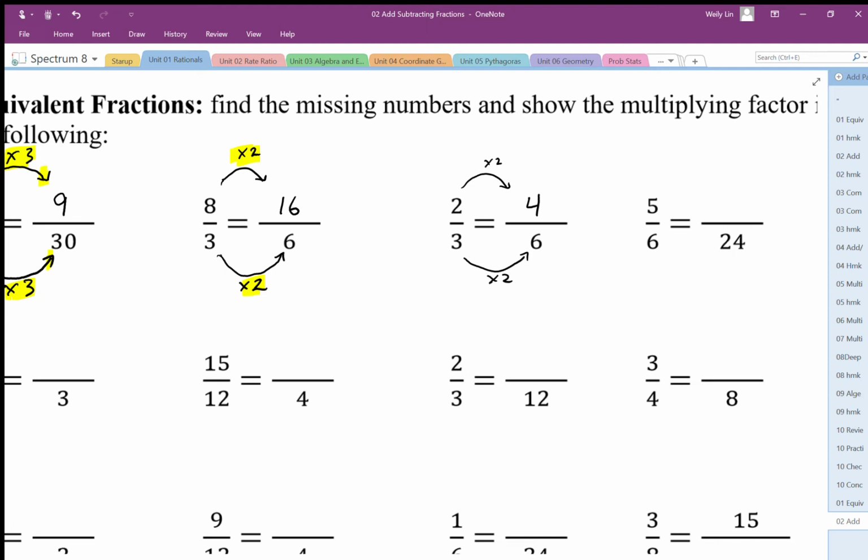Okay, so completing the rest of these, we have a times 4 here. So this must be a times 4 as well. So we end up with 20 here.